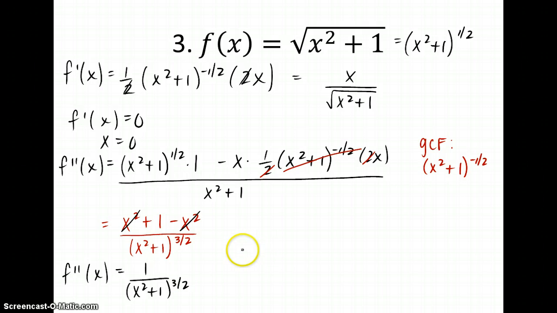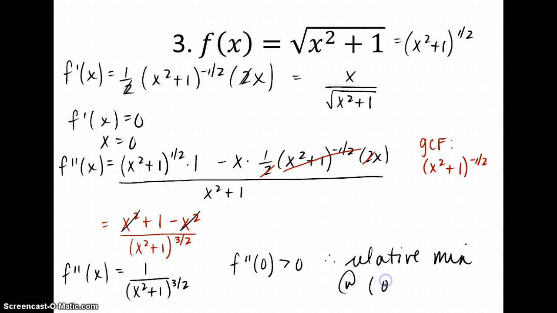If we were to plug 0 into the second derivative, because that's the value that made the first derivative 0, it'll be a positive answer. Therefore, the function is concave up, and a relative minimum would occur at the point 0, 1. And the y value comes from plugging 0 back into the original.